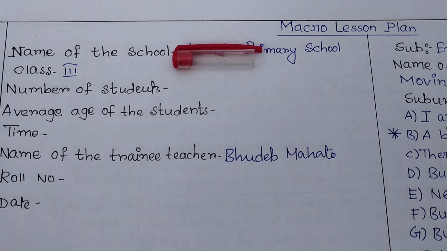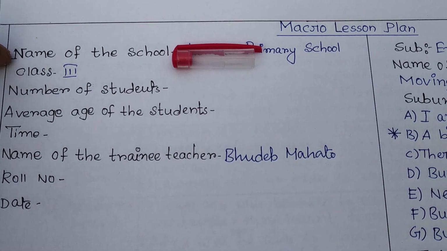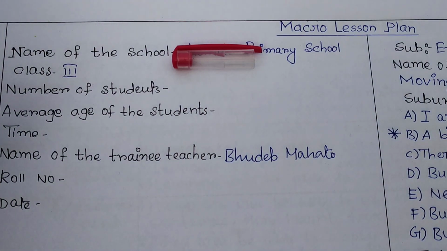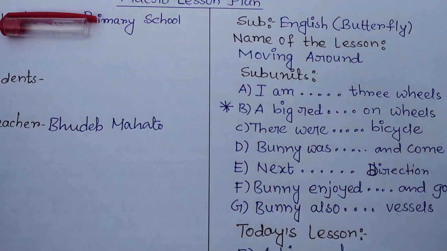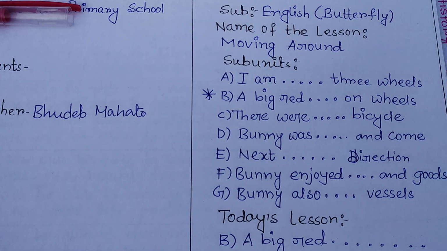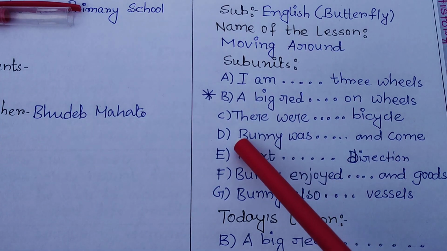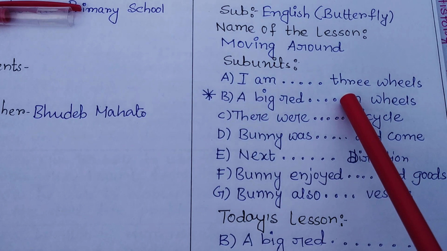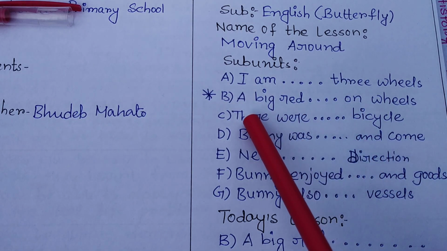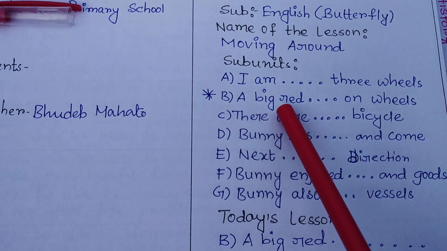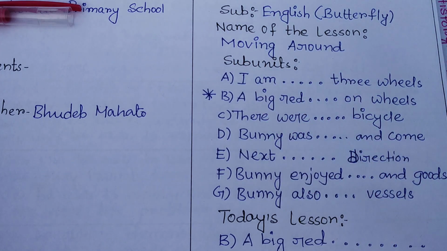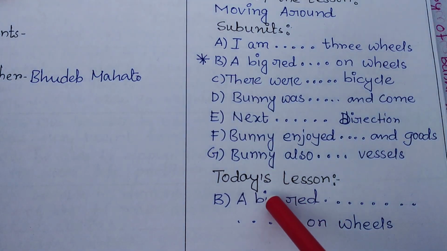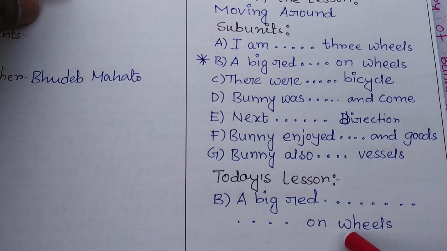Then today we will discuss subunit B. As on the left hand side, the structure is same to same. Here are 8 basic points. In the earlier video we discussed subunit A. Today we will discuss subunit B. The name of the lesson is Moving Around, and today's lesson will be subunit B, A Big Red on Wheels.